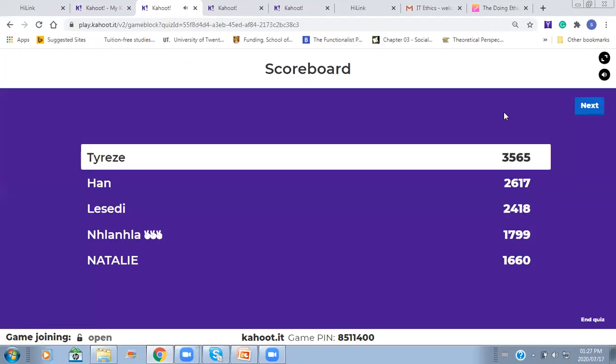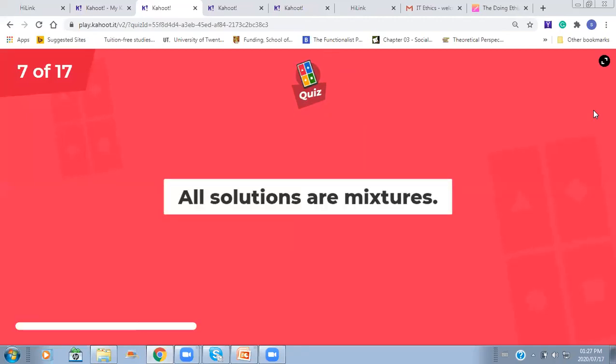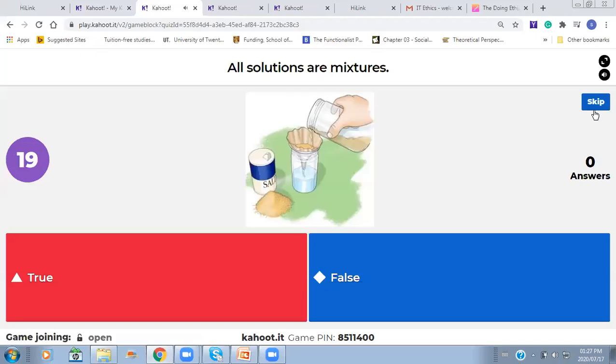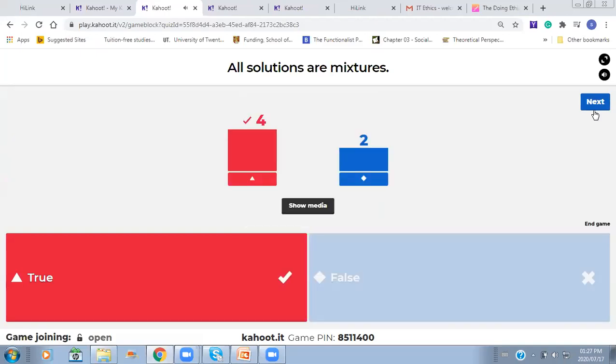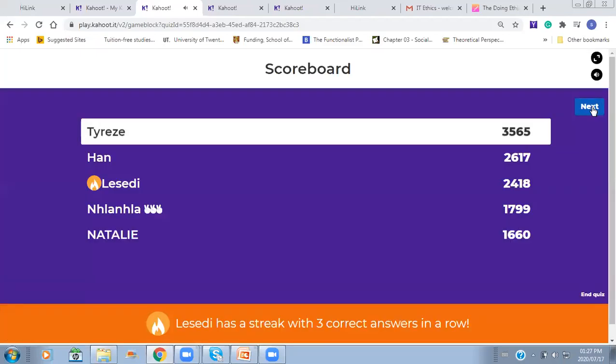Answer, followed by Han, Lisedi, Tlantla, Natali. Let's go. Let's enjoy it. All solutions are mixtures, true or false? True. Let's see those. Han was first to answer, followed by Natalie and Teza.